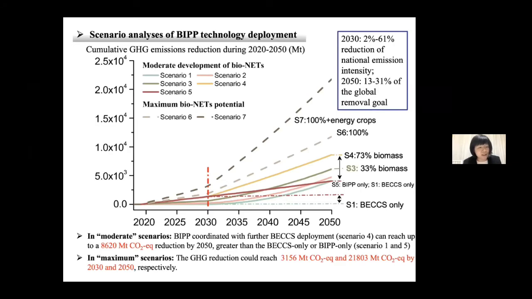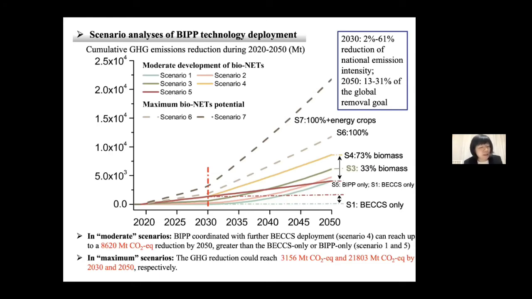After 2030, in the midterm from 2030 to 2050, the coordinated development of BIPP and BCCS in scenarios 2, 3, 4, 6, 7 shows larger reduction potential. This is mainly because if Biochar technology becomes mature, the carbon emission from pyrolysis gas burning in our BIPP system could also be captured.